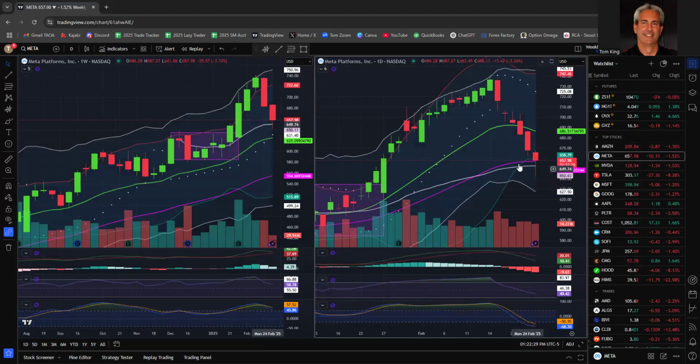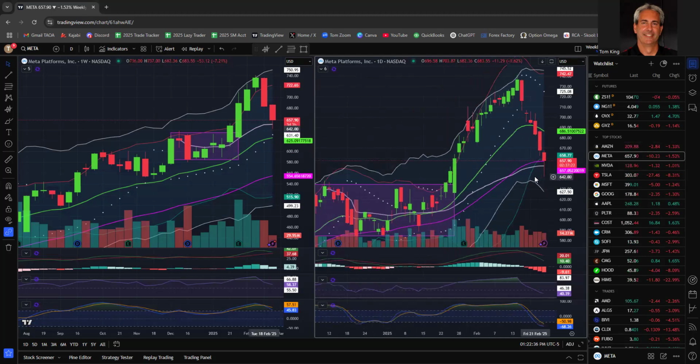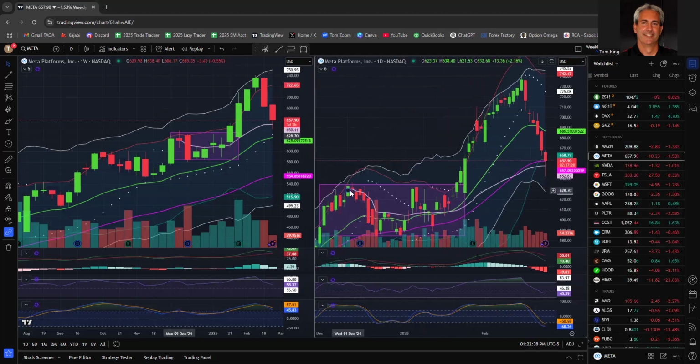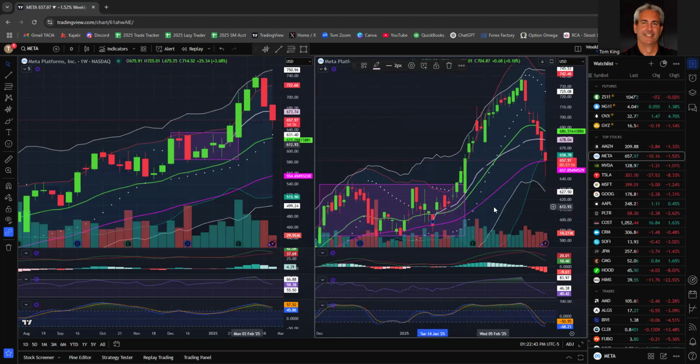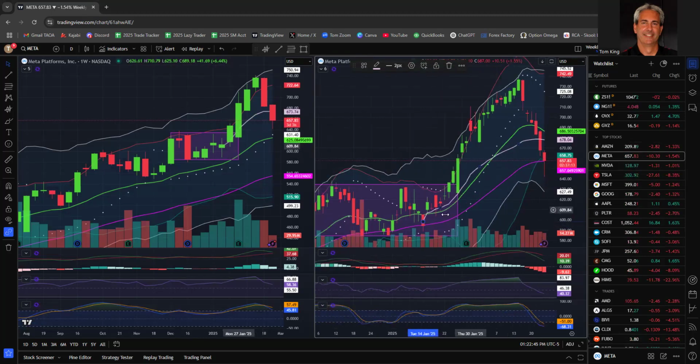Meta, you're at the bottom of the Bollinger Band. Nice reversal day today. You're right at the 50-day moving average. You're right at the anchored VWAP from, I don't even know if this is valid anymore. Let's get that thing out of here and maybe move it. That'll be some resistance at some point.